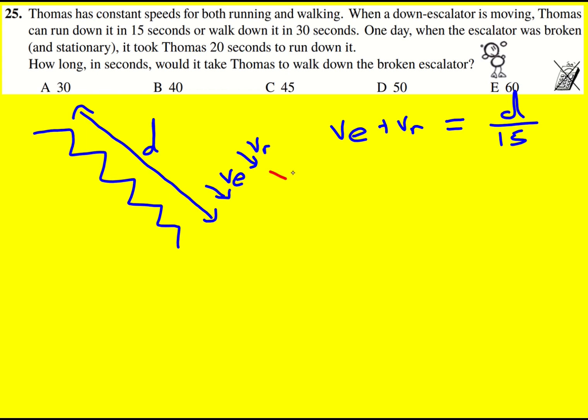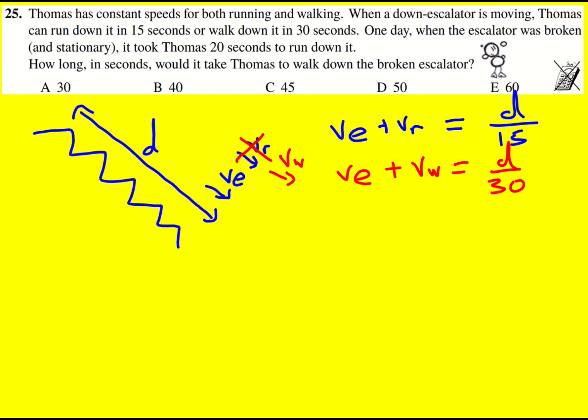Let's look at the second scenario where we've still got the escalator, but now he's not running, he's actually walking. Then in a similar way, it's going to be VE plus VW is equal to d over 30. So two equations set up, four unknowns. Right, we've got another piece of information now.